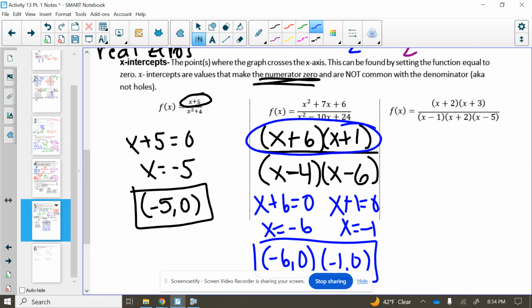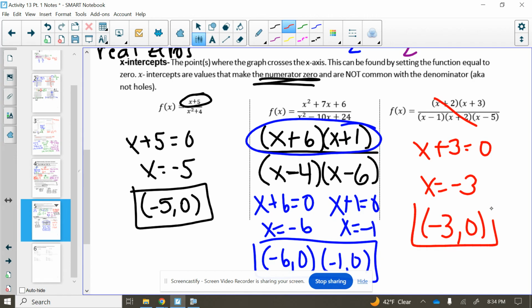Finally, we notice on the last example that we have a hole at x plus 2. So the only piece left to set equal to 0 in that numerator is negative 3. So negative 3 comma 0 would be our x-intercept on that one.